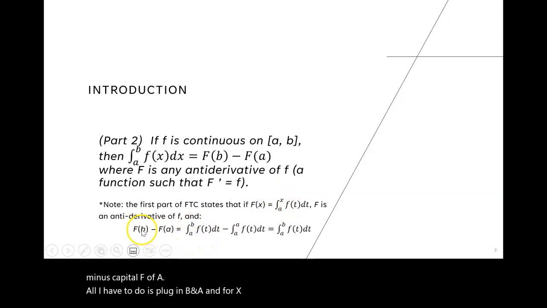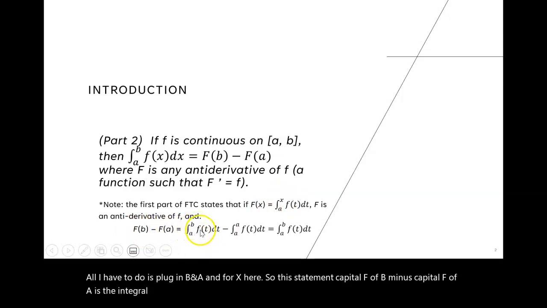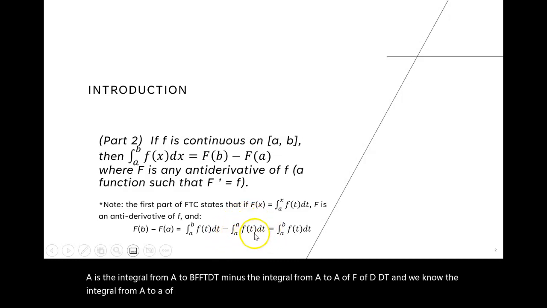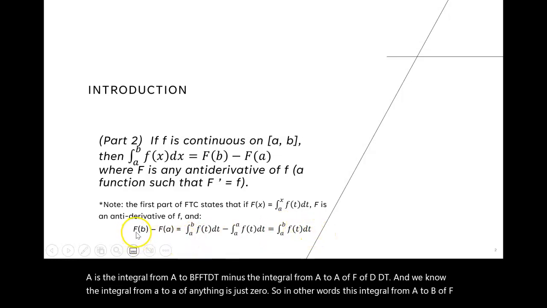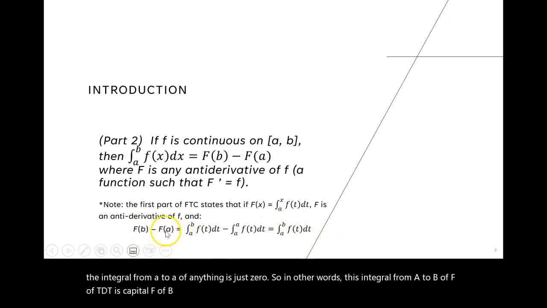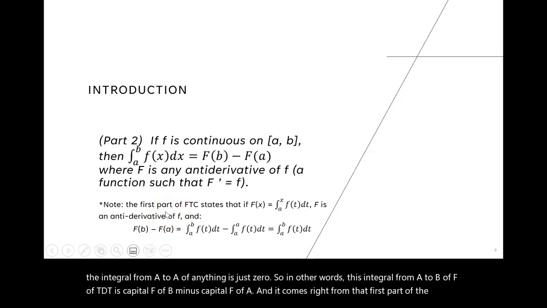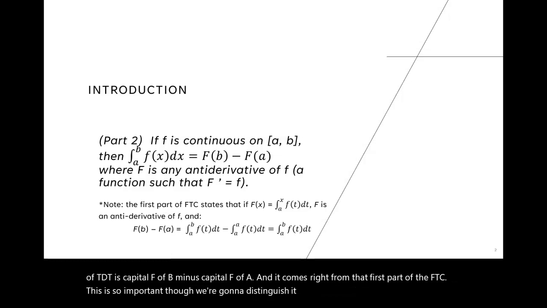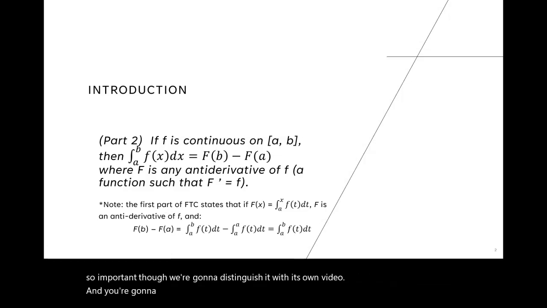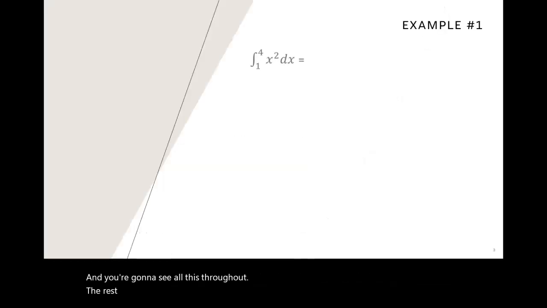So this statement, capital F of b minus capital F of a, is the integral from a to b of f of t dt minus the integral from a to a of f of t dt. And we know the integral from a to a of anything is just 0. So in other words, this integral from a to b of f of t dt is capital F of b minus capital F of a. And it comes right from that first part of the FTC. This is so important, though, we're going to distinguish it with its own video, and you're going to see all this throughout the rest of your career.